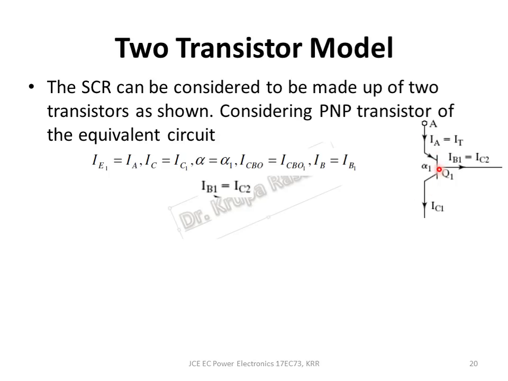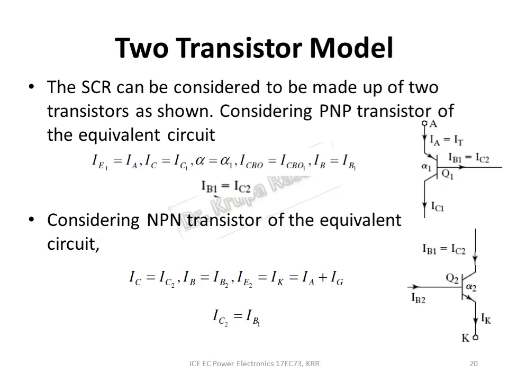We have done the transistor model where we have represented the leakage current of the base collector junction. And because it is transistor 1, I'll call it ICBO1. And IB, the base current, I will call it IB1. So we know that IB1 is equal to IC2 here. Okay.